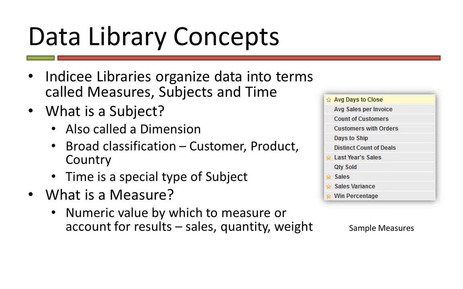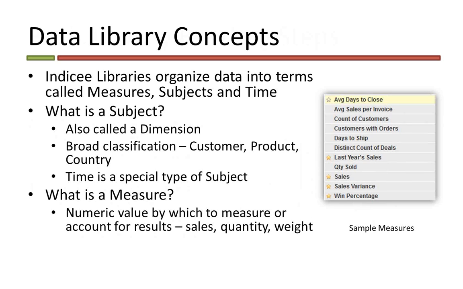Time, similarly, is also a subject, but as far as Indicee is concerned, it has a special definition because we break it down into its representative components: quarters, months, days, hours, minutes, that sort of idea. And then a measure. Well, a measure is the number. A measure is a specific fact, a specific value by which we want to measure the results, or count for the results. I sold 3 of X item on this particular date and time. So it's things like sales and quantities and weight. All of these are represented.